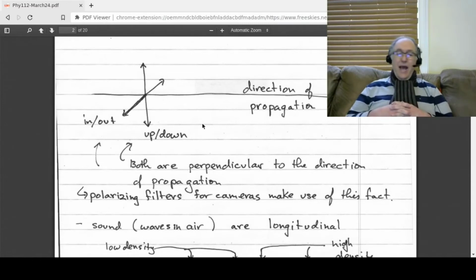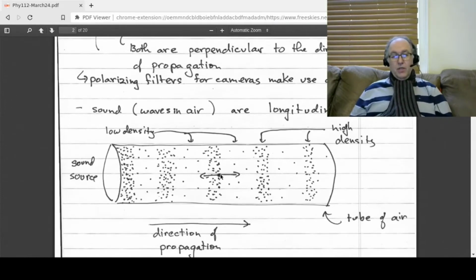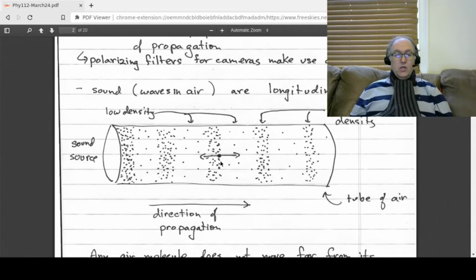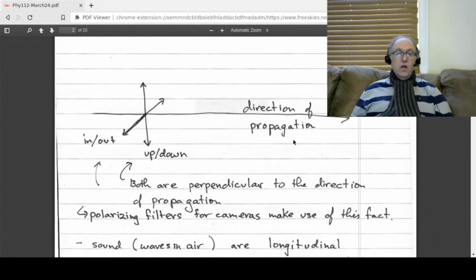But that doesn't happen with sound. Sound just doesn't have any kind of polarization, because it is a longitudinal wave, and in longitudinal waves you only have one direction, and that is parallel to the direction of the propagation. So you don't have two possible polarized modes as you do with transverse. So transverse waves and longitudinal waves have a qualitative difference. They're significantly different, and they behave differently.